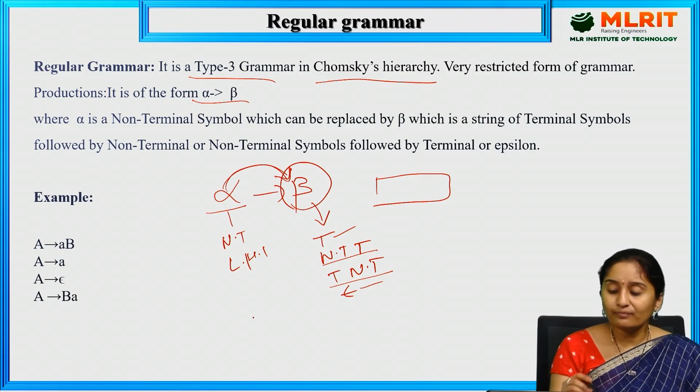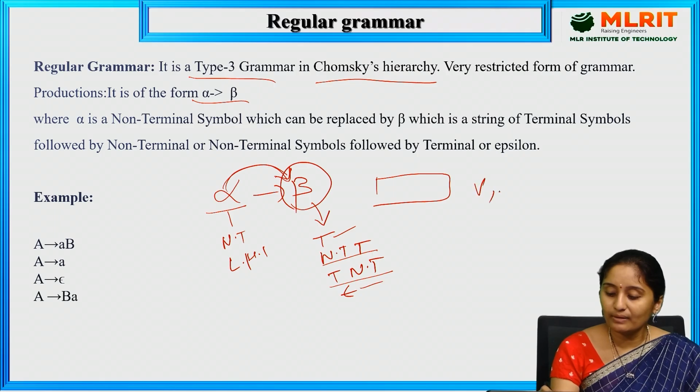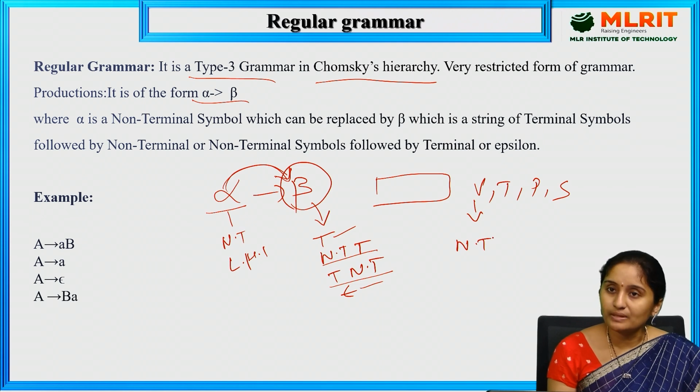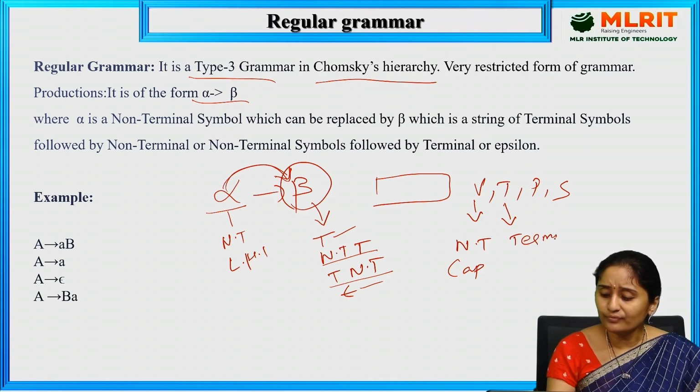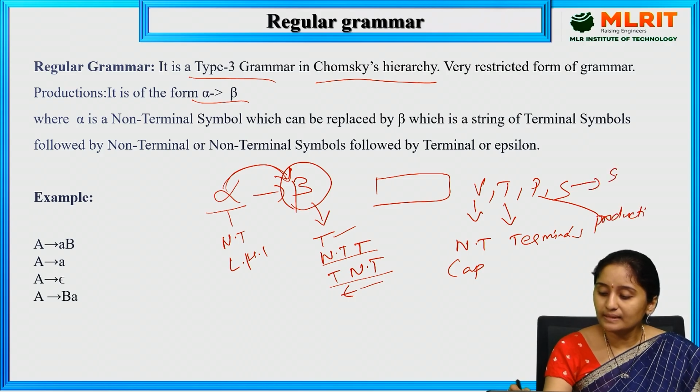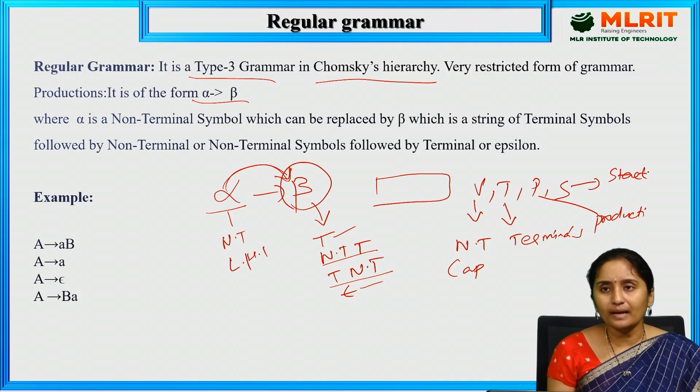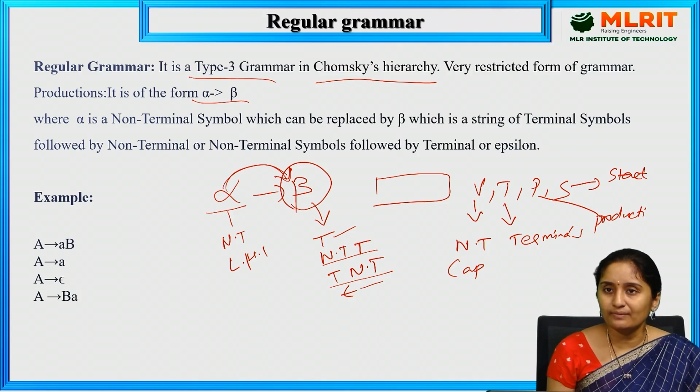There are four tuples in a regular grammar: V, T, P, S. V consists of the set of variables, nothing but non-terminals, which are written in capital letters. T is the set of terminals, P is the production rules, and S is the start symbol. In any grammar there will be only a single start symbol.